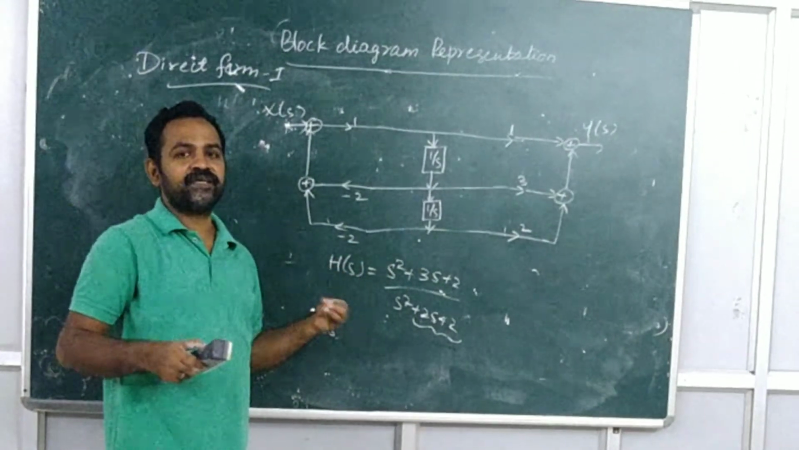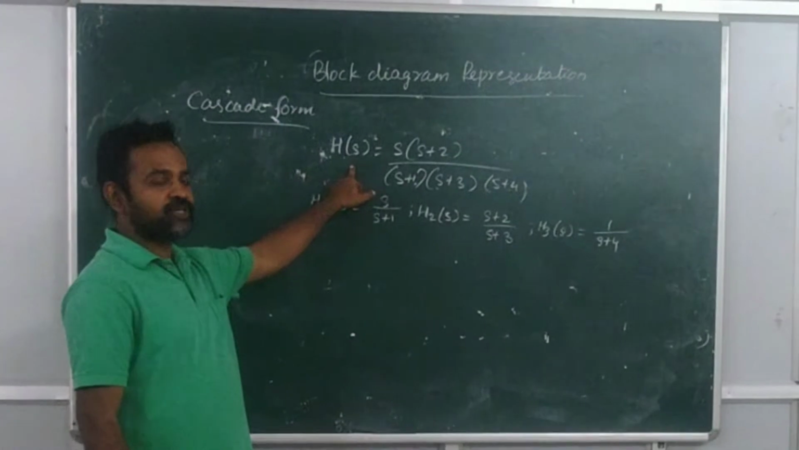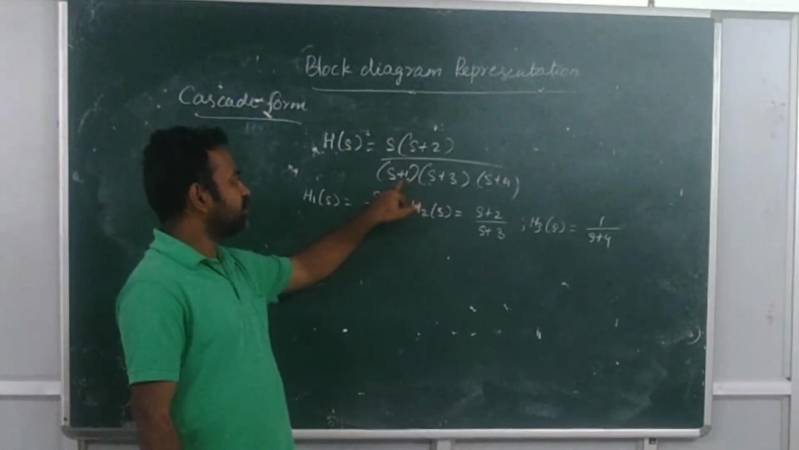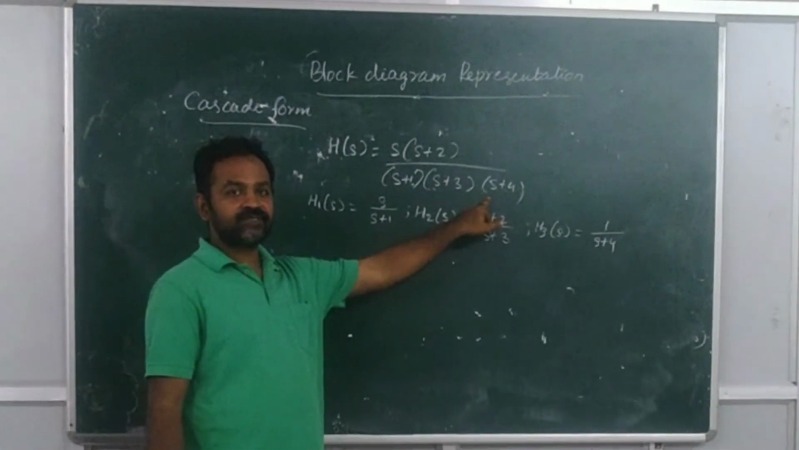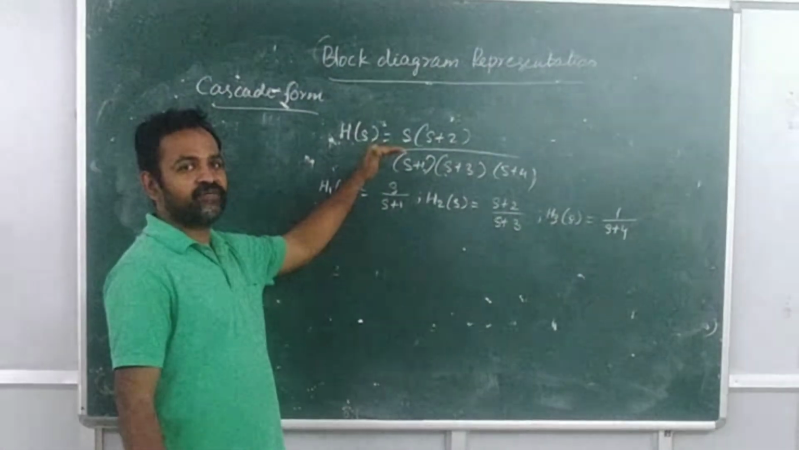So next we will see cascade realization. So consider this transfer function H of s equal to (s plus 2) over (s plus 1)(s plus 3)(s plus 4). So now this is a larger system H of s.